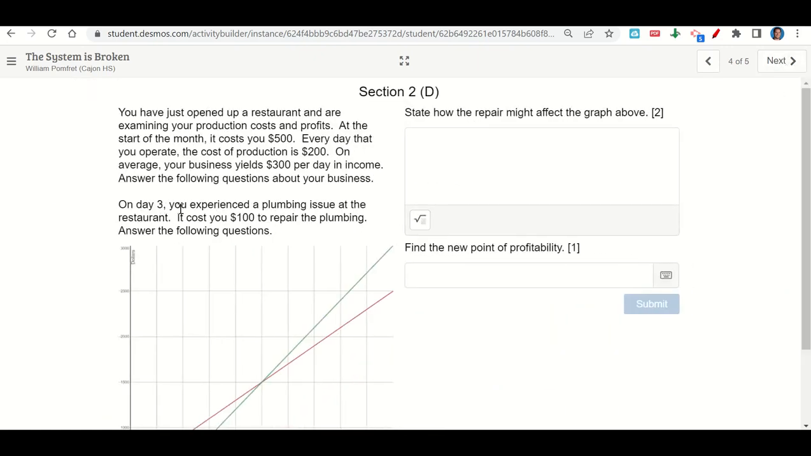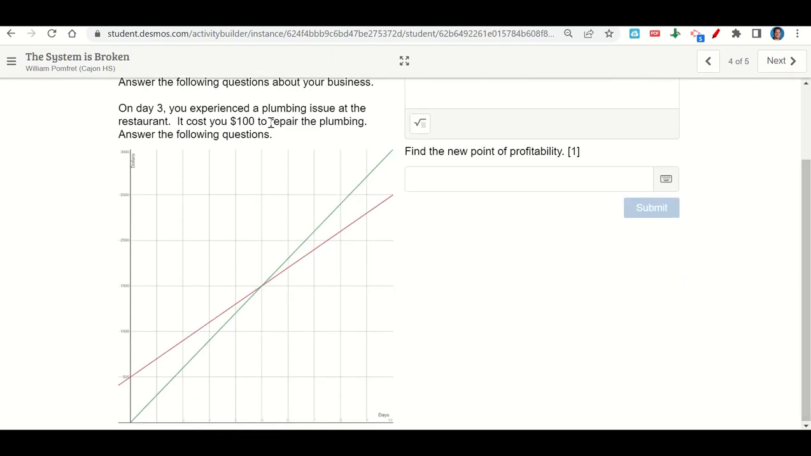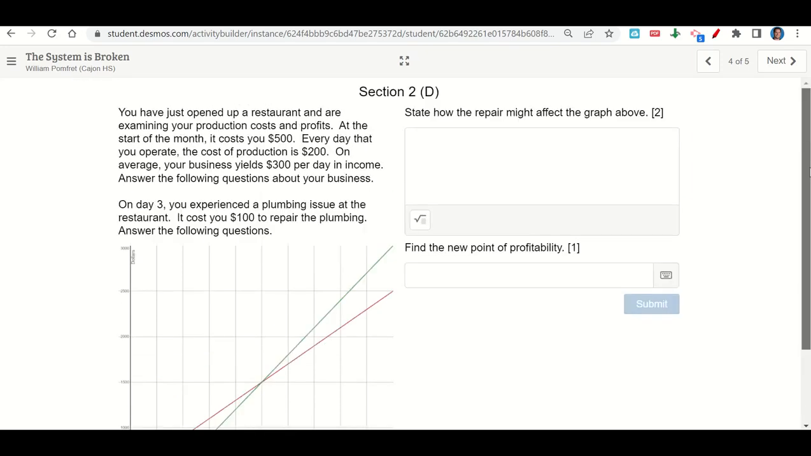Now, on this one, it says we experienced a plumbing issue and have to make a repair. So we're going to go ahead and make that repair, and it costs us $100. It says state how this might affect our graph. So how is that going to change the graph? Well, this is going to get to here and then shift up and then keep going. So you'll state that, and then it says find the new point of profitability. So you'll go ahead and state that there.